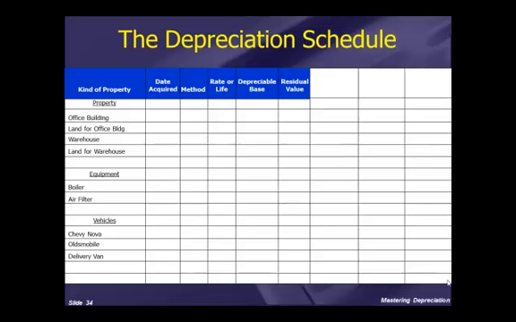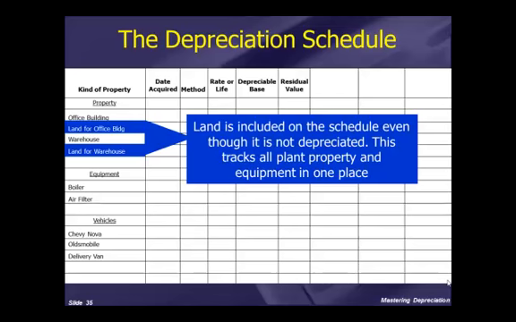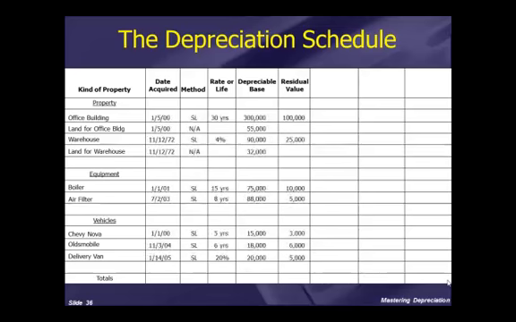Here you can see that the property is being filled in over on the left of the screen. You've got office building, land, warehouse, land for warehouse. They have equipment grouped together, clustered: boiler, air filter; vehicles: Chevy Nova, Oldsmobile, delivery van. So they're grouping them according to the type of assets. And this is the way that they would also tie in with our accounts, where we have a plant asset account for equipment, and a plant asset account for vehicles, so that vehicles would include all three of these types of vehicles in one account. Now, land is included on the schedule even though it is not depreciated, because we want to be able to track all plant, property, and equipment in one place. So keep that in mind. We will not depreciate land. It's still listed here.